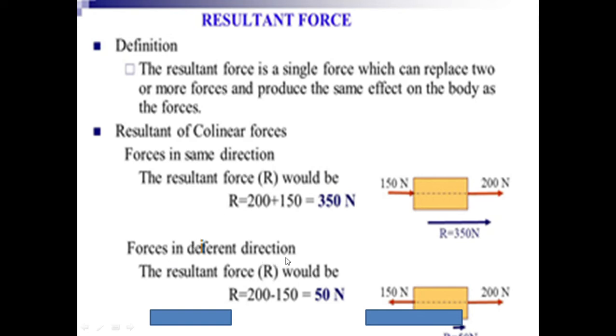Now forces in different directions. Now look at this picture, 150 Newton to the left and 200 Newton to the right. The resultant force would be 200 minus 150 Newton. The resultant would be 50 Newton to the right.